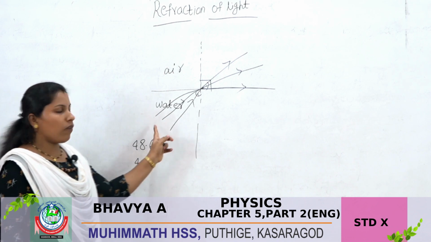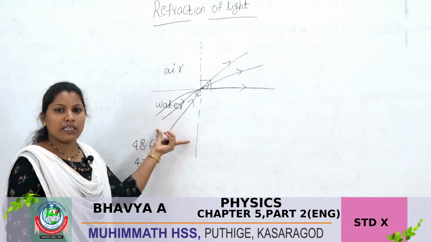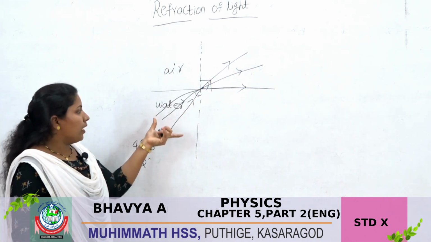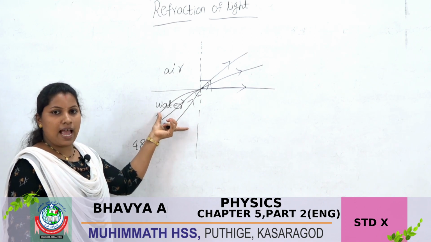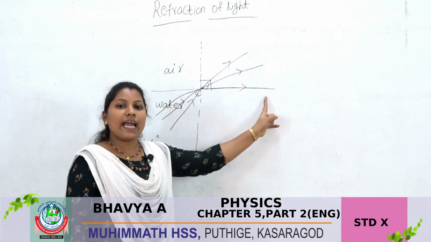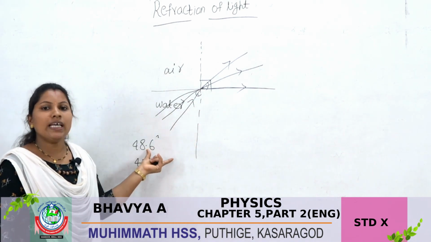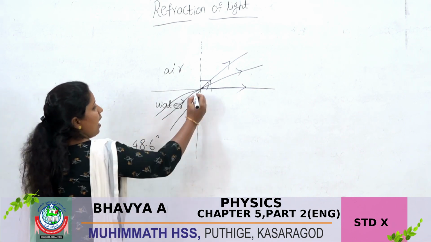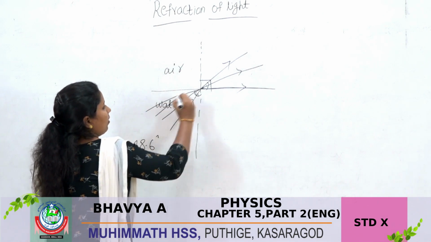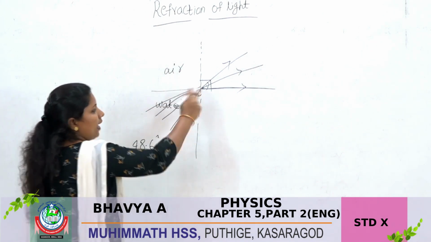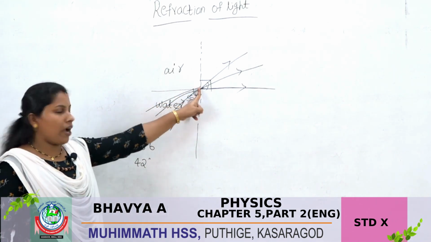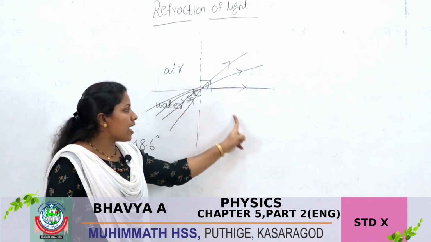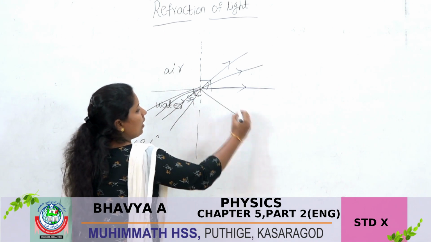When a ray of light falls from a higher optical density to a lower optical density, at a particular angle, the critical angle, the refracted angle becomes 90 degrees. That angle is called the critical angle. If the angle of incidence is increased, consider 55 degrees, the angle of incidence becomes 55 degrees. Then refraction does not take place. It is reflected in the same medium. That is called total internal reflection.